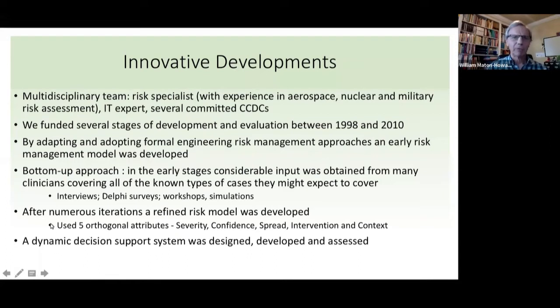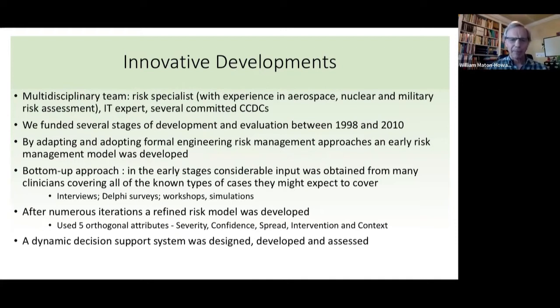And rapidly jumping over a 12-year period in this slide, the work that was eventually developed during a 10-12-year period between 1998 and 2010 was to apply some of the ideas of bringing together the work from risk management and taking a very frontline bottom-up approach to develop a way in which the professional knowledge and the practices of the CCDCs could be brought together in a system.